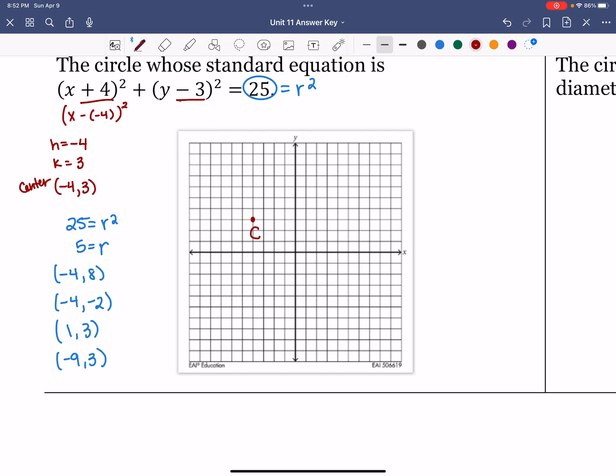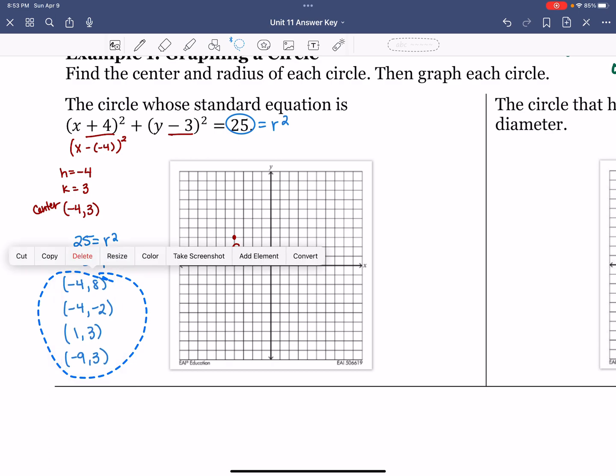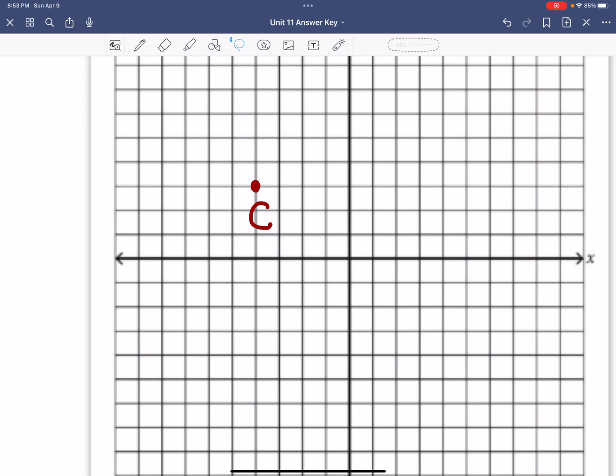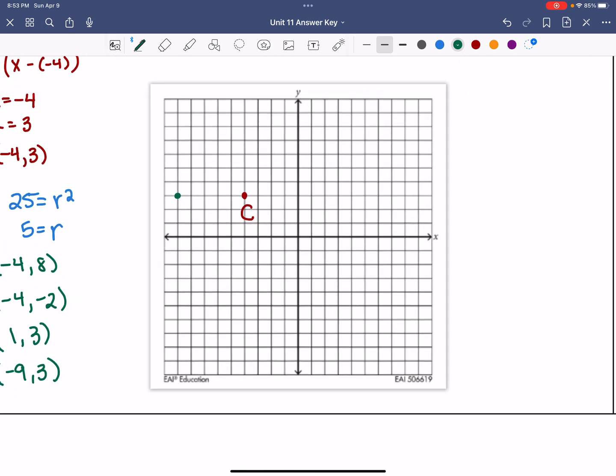So let's go ahead and plot. And that's actually step number 3. Is we're going to plot 4 more points. So I go 1, 2, 3, 4, 5 to the left and plot a point. And that happens to be negative 5, 3. I go up. There we go. And then here. And there. And if I did this right, all of my points should be, oops, this one's off, 5 in every direction.